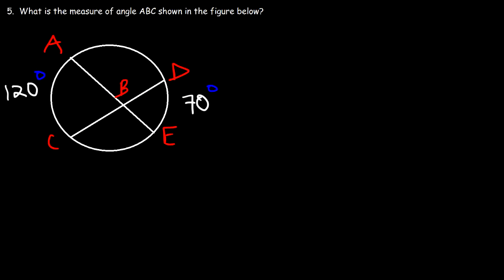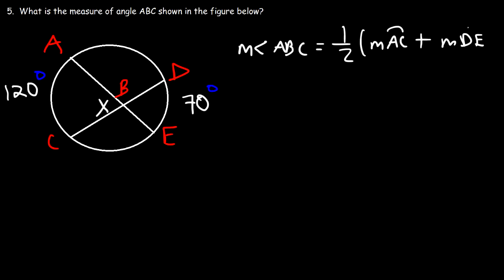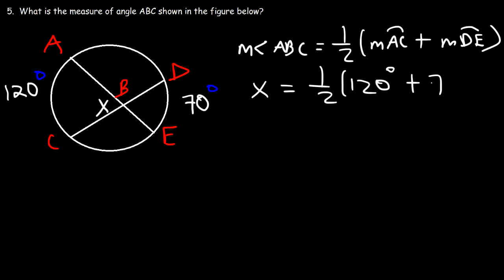Number 5. What is the measure of angle ABC shown in the figure below? So we're looking for this angle, which we can call x. So the measure of angle ABC, which is the chord-chord angle formed by the intersection of two chords, is 1/2 the measure of arc AC plus the measure of arc DE. So it's basically the average of those two. So we can say that x is 1/2 of 120 plus 70.